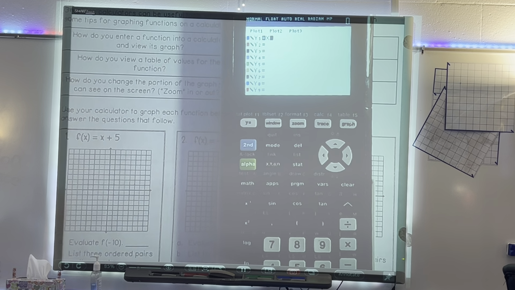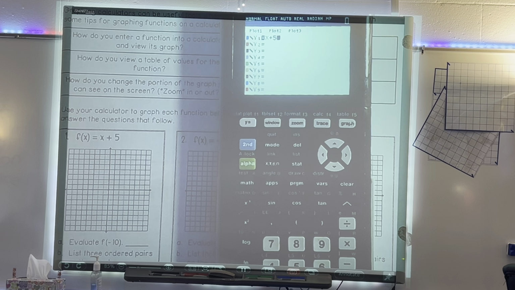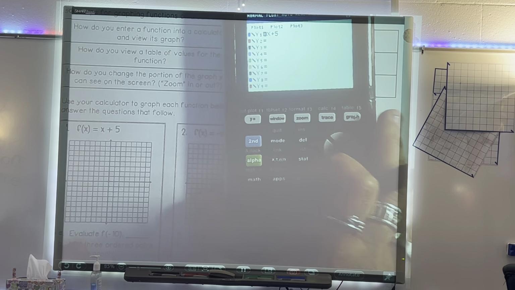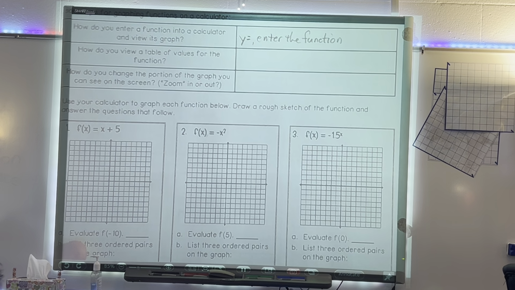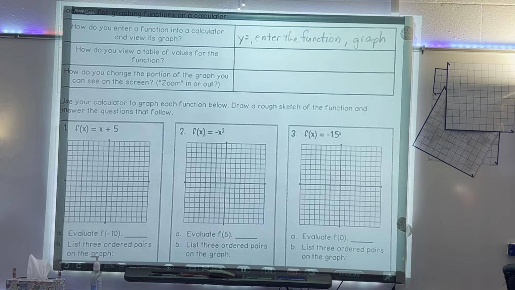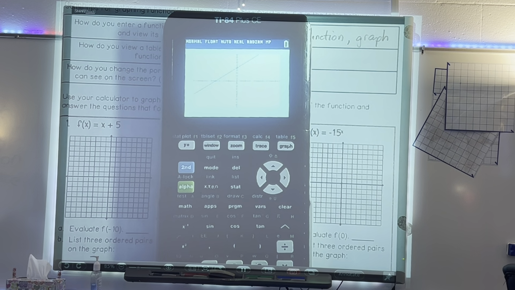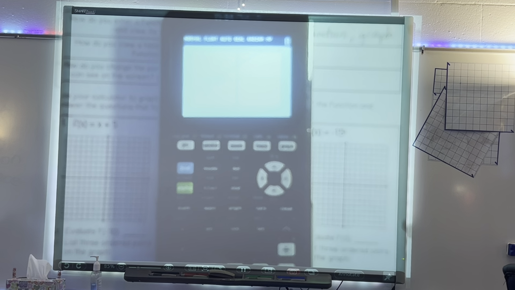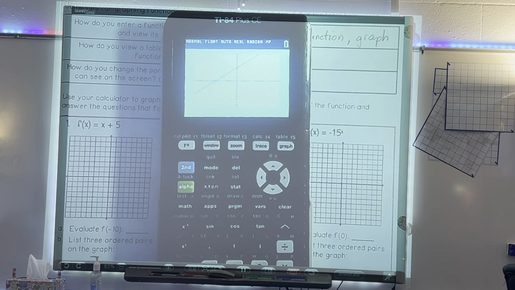And it does not matter what variable our problem has. Yesterday we had like h of t and g of s and all these different variables. It doesn't matter because our calculator is going to use x every single time. Okay? So we're going to do x plus 5. We type it in. That's what we just said. Enter the function, right? We did that. Then hit graph. And it's going to graph it for you. So those are your steps to get it into the calculator to look at the function. Everybody okay there? Does everybody's graph look like that?